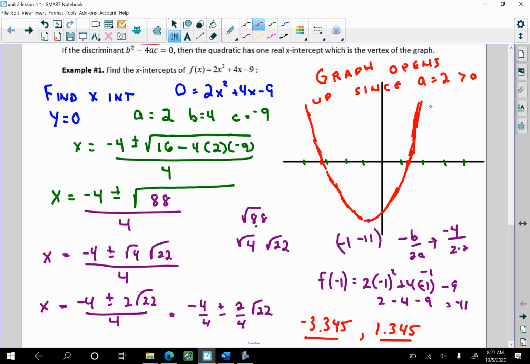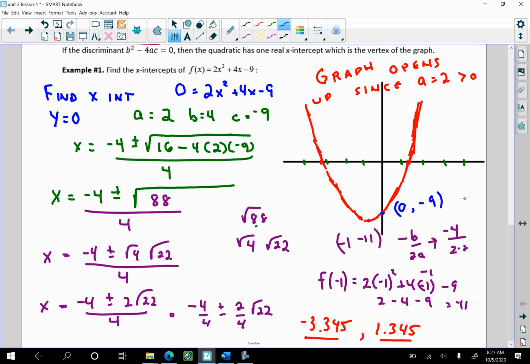And what is this y-intercept? It's going to be this guy right here, which is 0, C, which is 0, -9. So that's an important point on that.